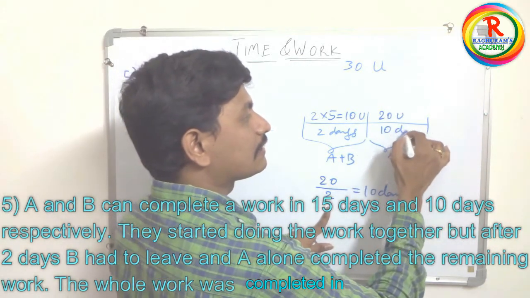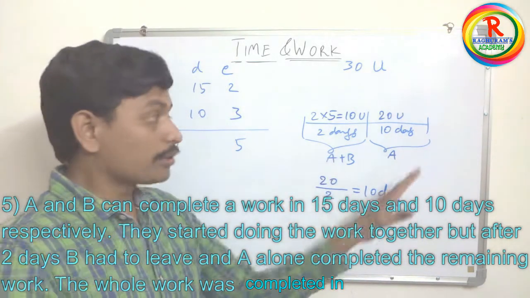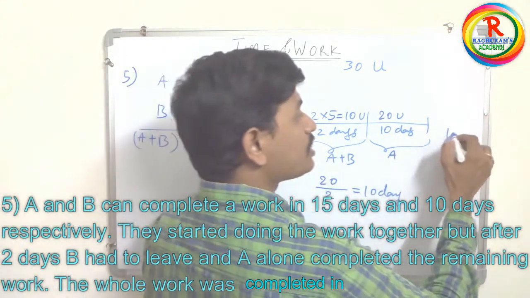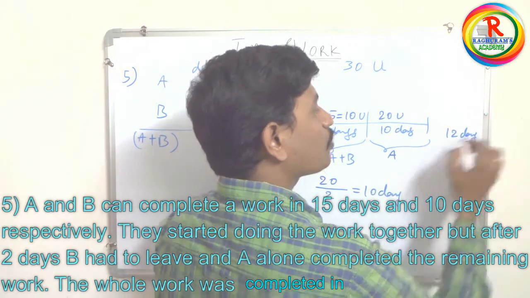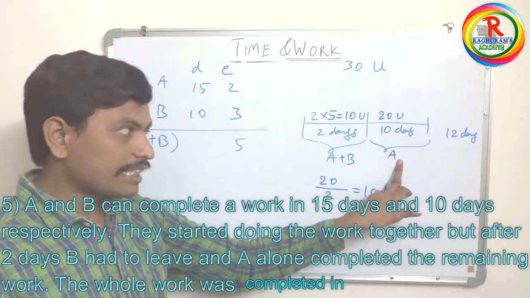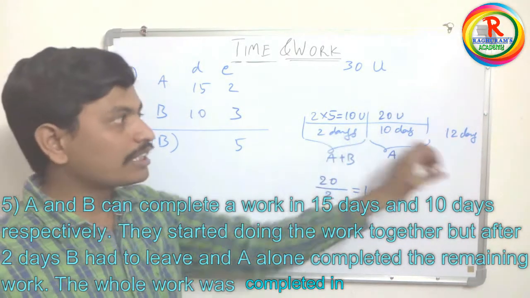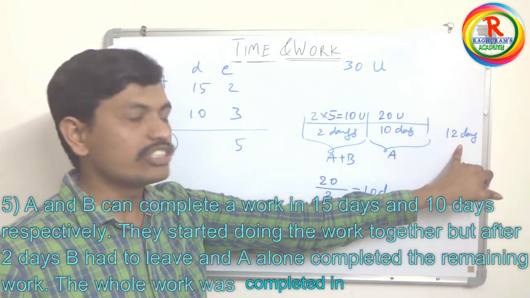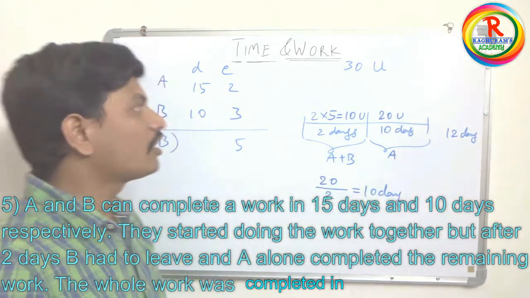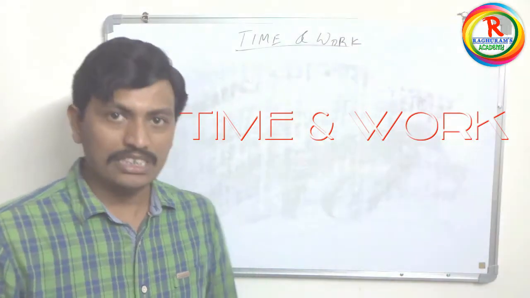10 days. So the question is, total work completed in how many days? 12 days. If the question is, remaining work A can complete in how many days? Then the answer is 10 days. Total work can be completed in how many days? 12 days. Now here the answer is 12 days. Next video we shall see some more problems in time and work.